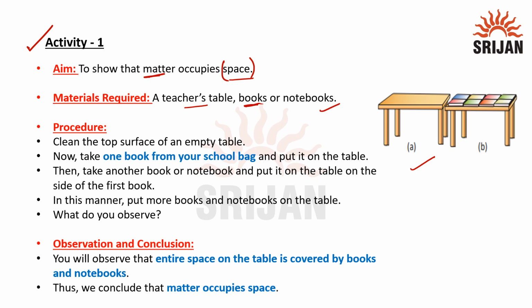What is the procedure you have to follow during this activity? First, clean the top surface of an empty table. Here you can see figure A, the empty table. You have to clean this surface. Then take one book from your school bag and put it on the table, like this.